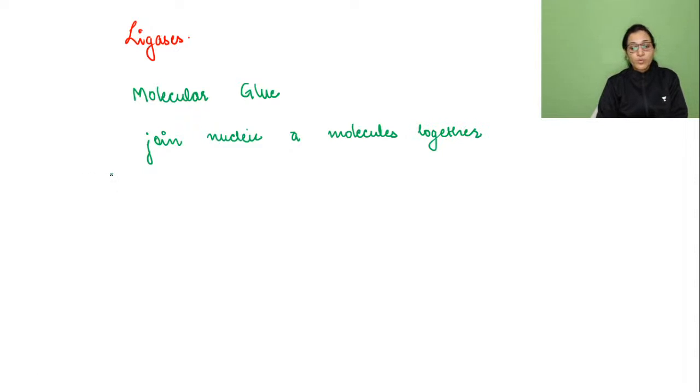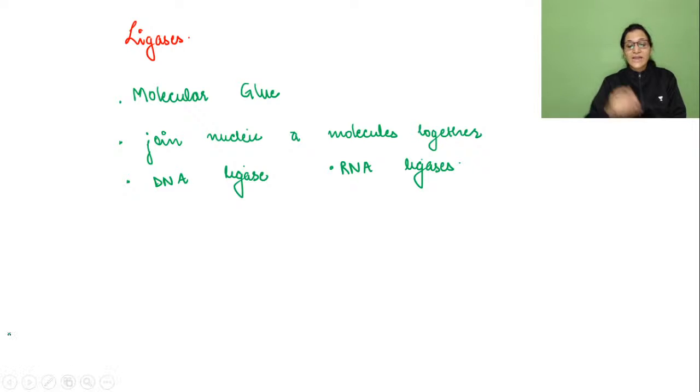They can join both DNA by DNA ligase and RNA by RNA ligase. So DNA ligase is there, and RNA ligases are also there. DNA ligase is responsible to catalyze the formation of a phosphodiester bond between the 5' phosphate of one strand and the 3' hydroxyl group of another strand.